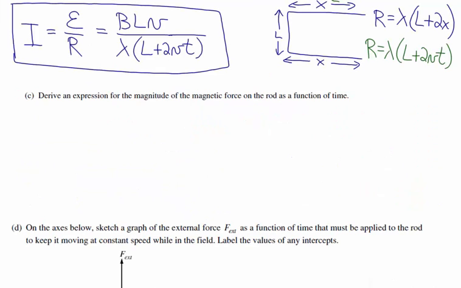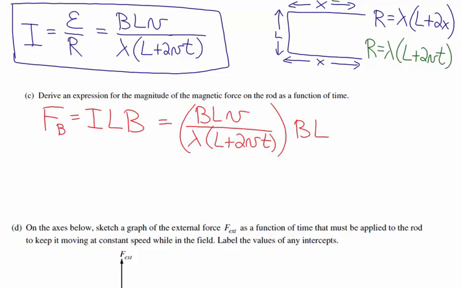In part C, we're asked to derive an expression for the magnitude of the magnetic force on the rod as a function of time. And so this rod has a current flowing in it. And so the magnetic force on a current carrying wire or a current carrying rod is ILB. And so to find the force as a function of time, all we need to do is substitute in our current as a function of time that we found in part B.